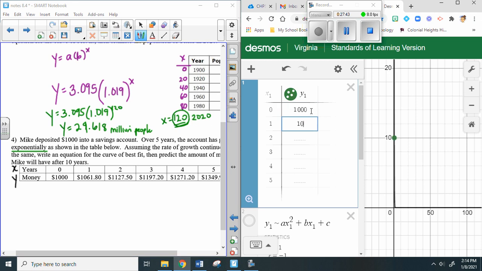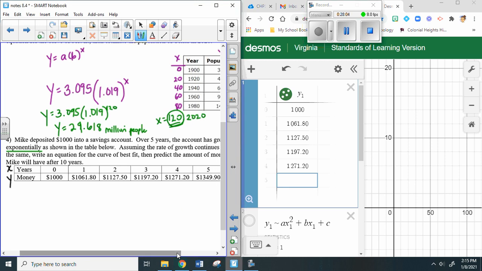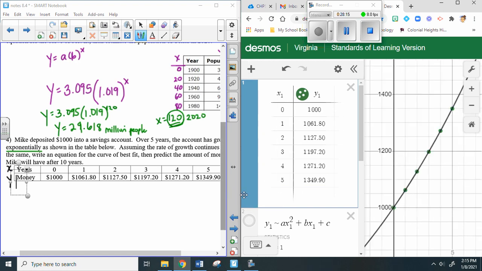1,000, 1,061.80, 1,027.50, 11,097.20, 71.20. Whoop, don't forget your decimal point. And 13.49. Is it again? Sorry. 13.49.90. And then hit your magnifying glass.